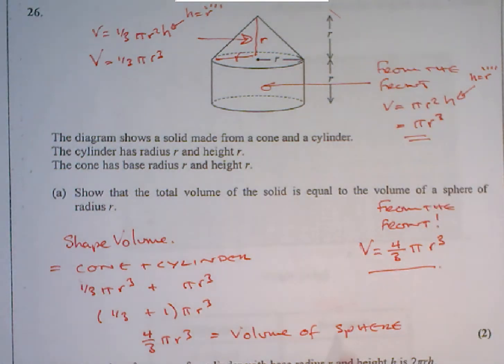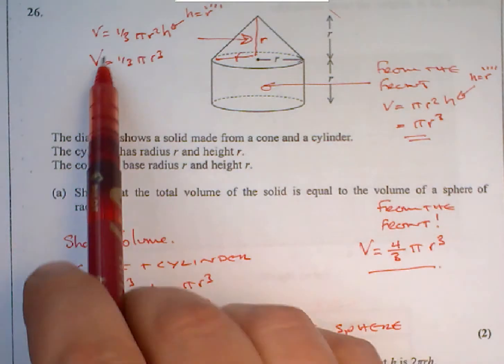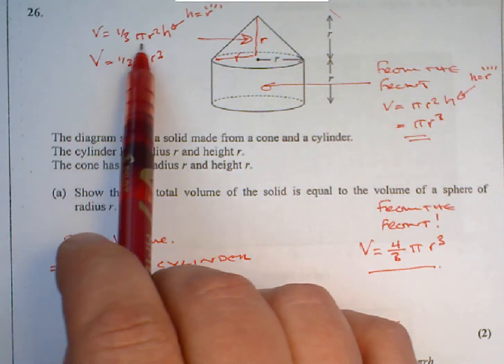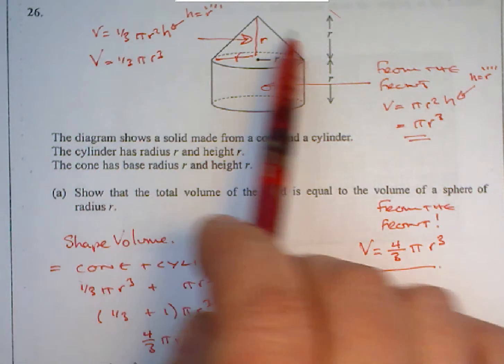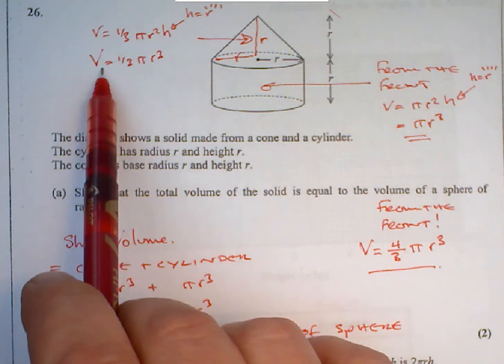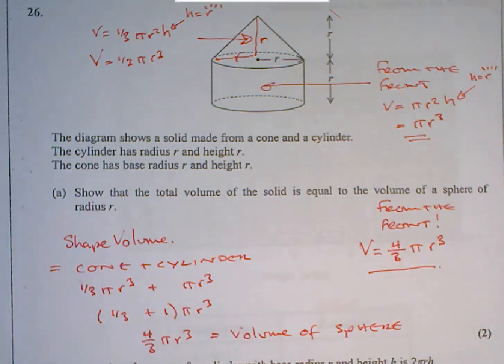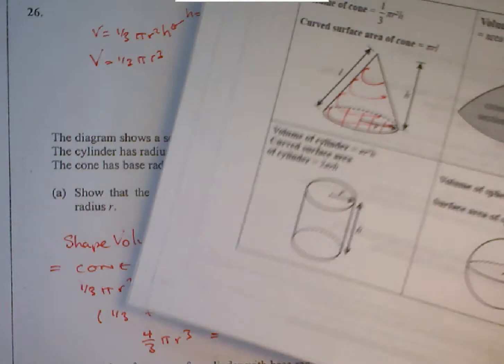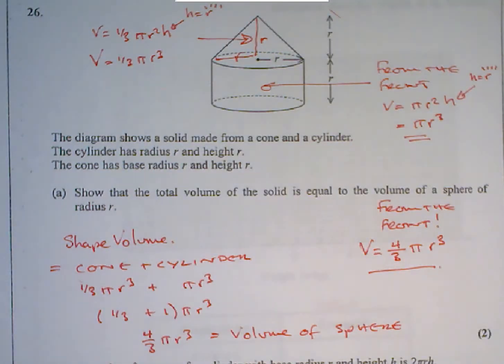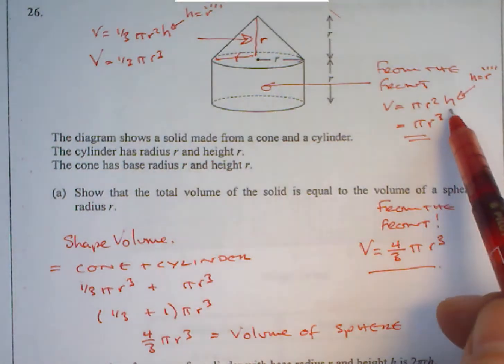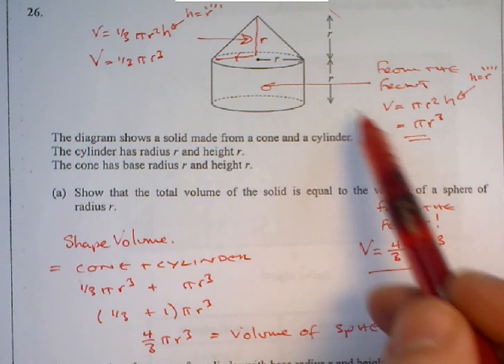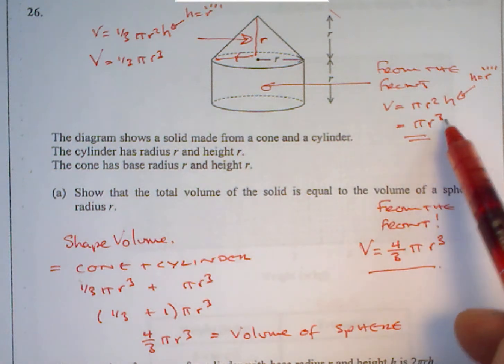In the formula booklet, they tell you that the volume of a cone is 1/3 pi r squared h. Well, h is r, so that makes it 1/3 pi r cubed. In the front of the booklet, you can also see the formula for a cylinder is pi r squared h. And again, h is r, so this becomes just pi r cubed.